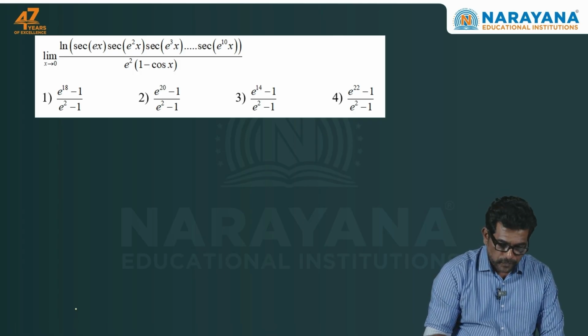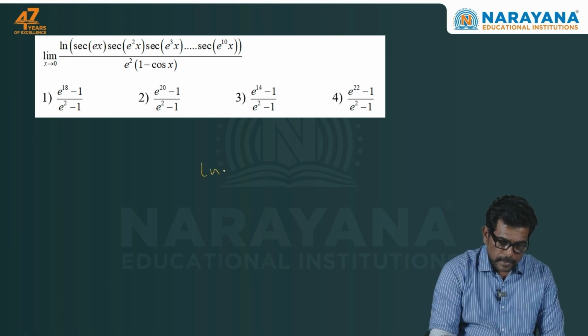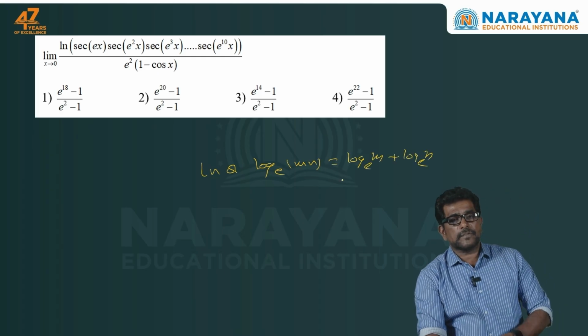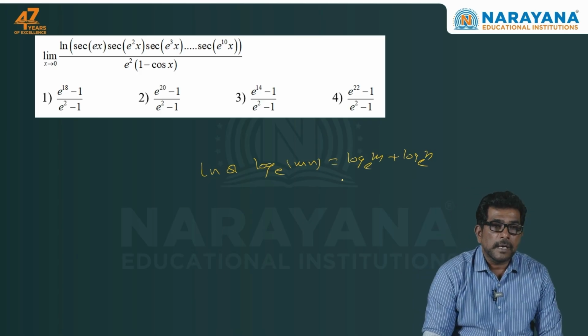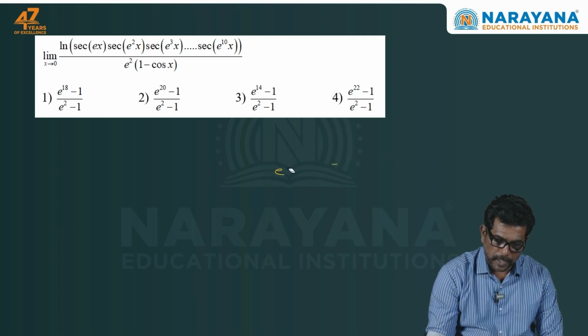ln is there, so we are using the logarithmic formulas, that is ln or log base e of mn. We have the formula log m to the base e plus log n to the base e. Using this formula, we are going to rewrite the product in the numerator as the sum of the 10 terms.